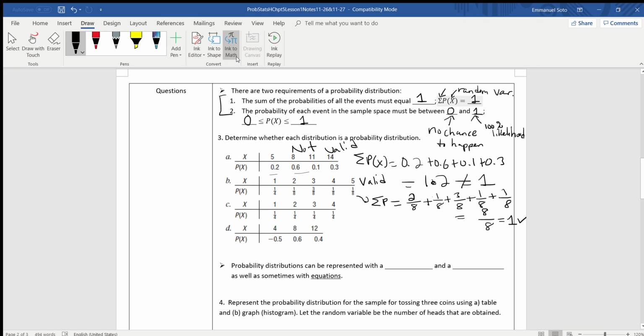Part C, again, if you add these up, you're going to get 1, and they are between 0 and 1, so this checks out. This is valid. Here, notice that it does not add up to 1. It adds up to 0.5, but also the probability is not between 0 and 1. Like, look at this one. That's problematic, right? So that is not between 0 and 1. All right, so not valid.